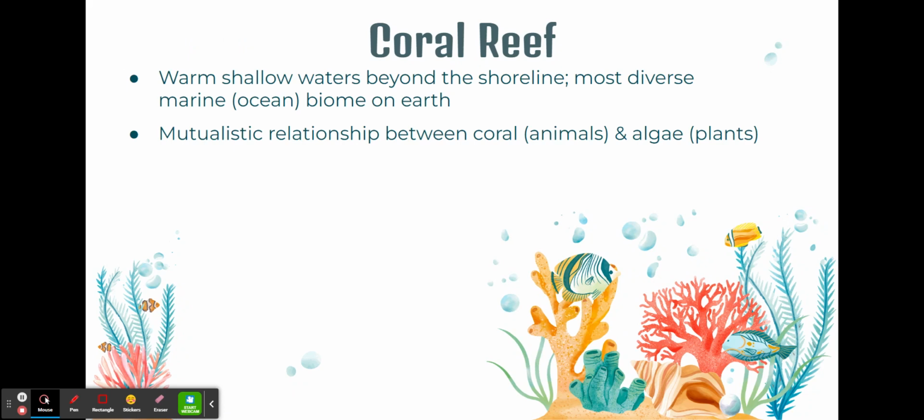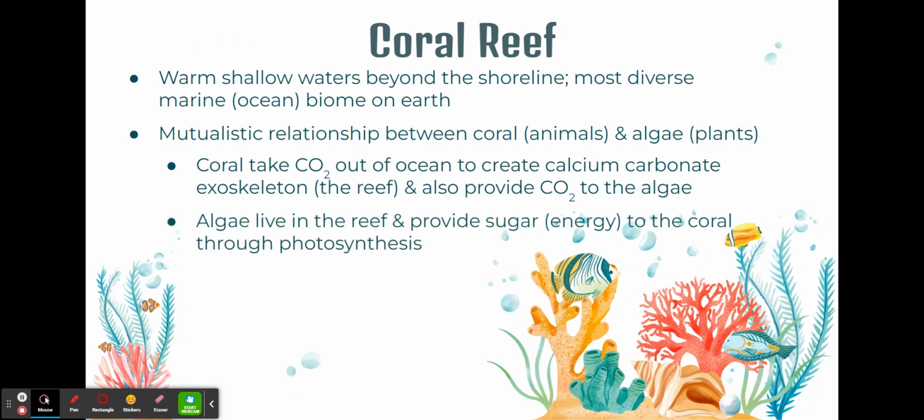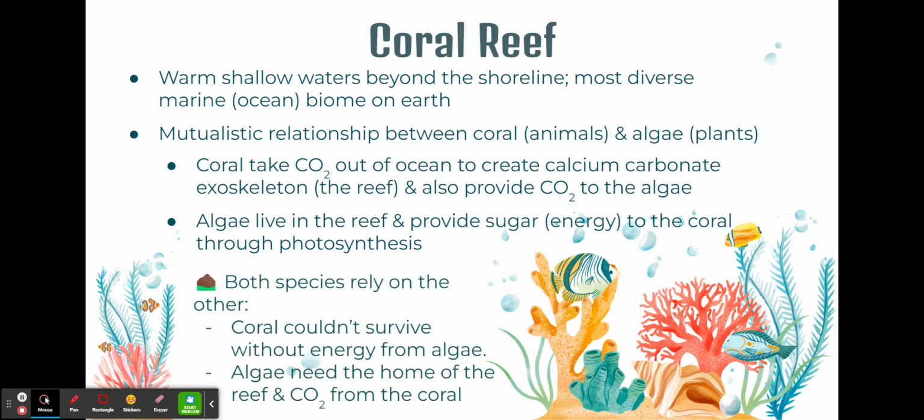So the coral basically relies on the algae for energy, whereas the algae relies on the coral for a place to live. Corals take carbon dioxide out of the ocean to create calcium carbonate, exoskeleton, which is the reef itself, and also provide CO2 to the algae, which is carbon dioxide. Algae live in the reef and provide sugar, which is energy, to the coral through photosynthesis. Both species rely on each other. It's one of the most classic examples of mutualism.